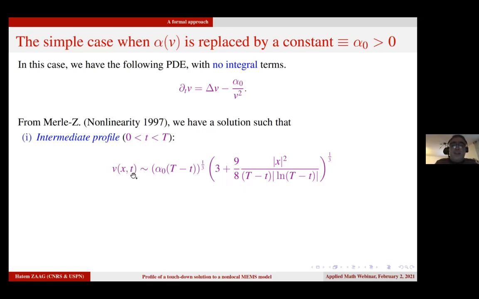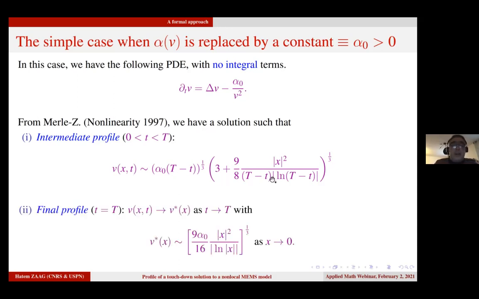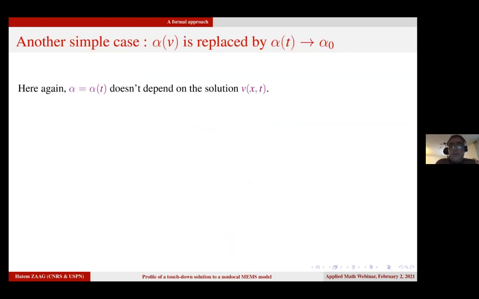So you will see that only at the origin we will go to 0, and outside the origin we will not go to 0. And this is in fact easier to see in the final profile. So when t goes to capital T, we converge to some profile V star, and this V star has this shape. So it is equal to 0 at the origin, because this is the only quenching point or touchdown point, and outside of it, it's not 0. We don't have touchdown, but we have this kind of singularity. And it is, once again, a cusp, not C1.